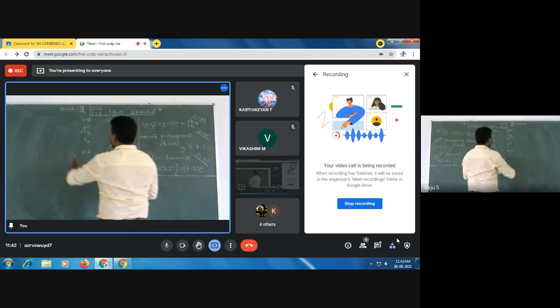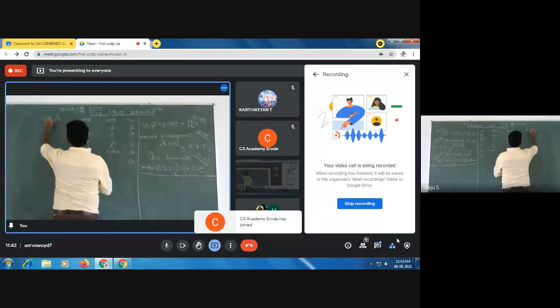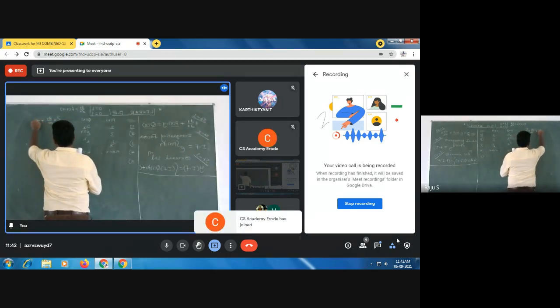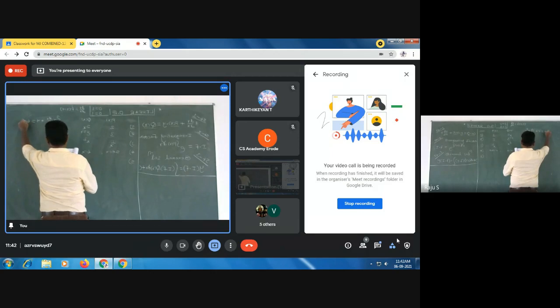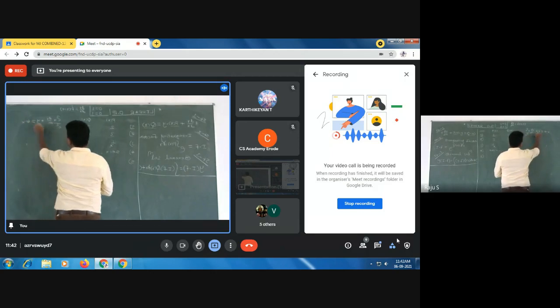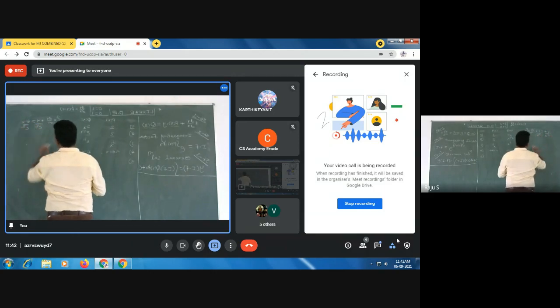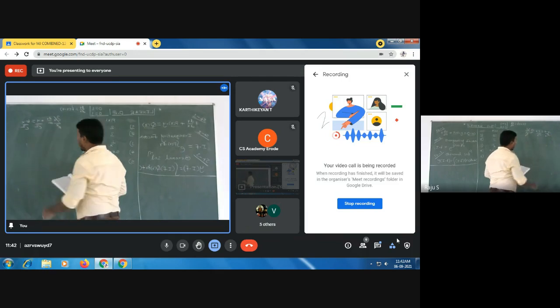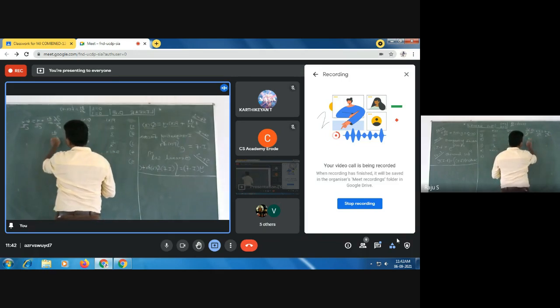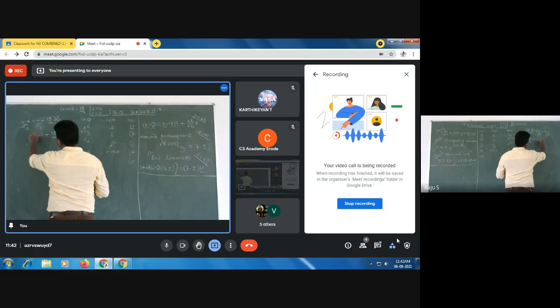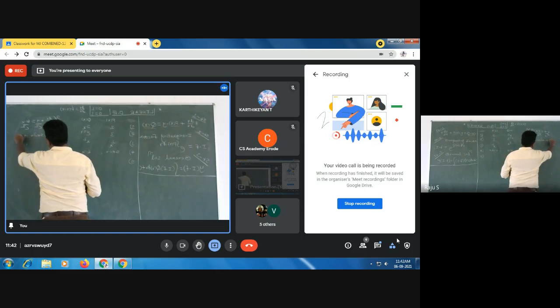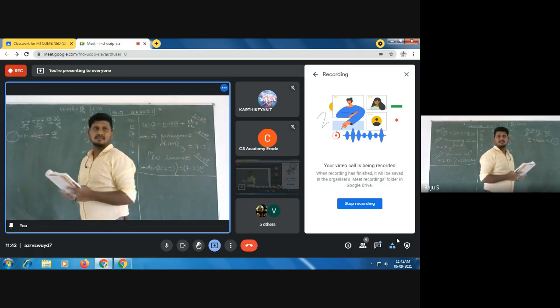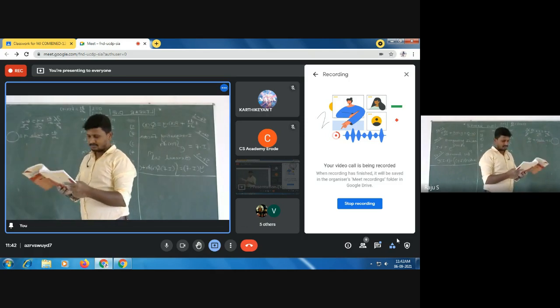Exactly. So here cos square x dy by dx plus y is equal to some tan x. First dividing with cos square, cos square, cos square get cancelled. Now dy by dx, 1 by cos square is secant square x, plus y is equal to the RHS as well. Now what is P of x? Okay. Next.